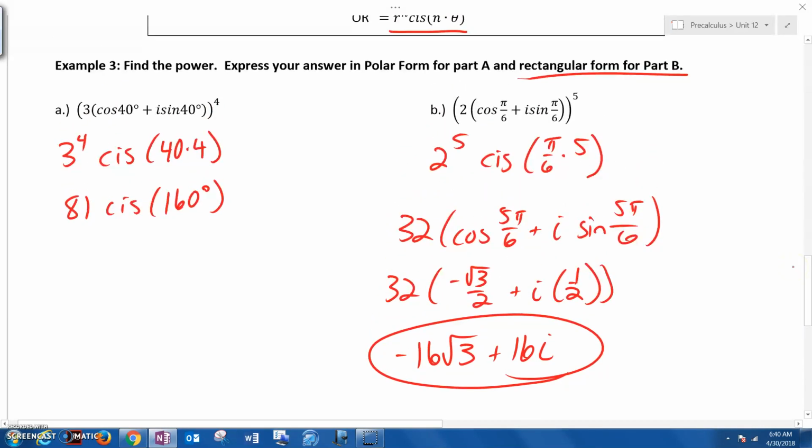So again, multiply r's, add angles. Divide r's, subtract angles. Raise r to a power, multiply the angle times that power. Those are the 3 things you need to know. And that's it for today. Pretty short lesson. Pretty easy if you're in polar form already.